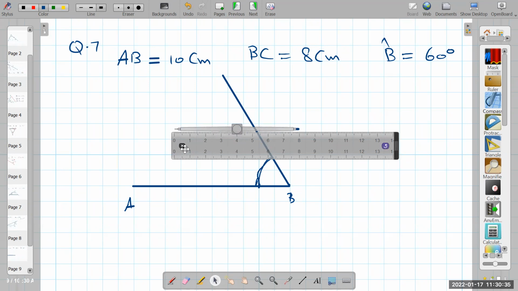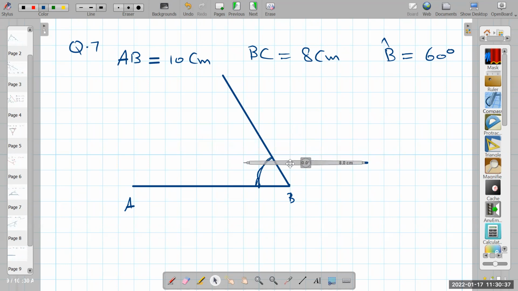Now we take this compass to B because the starting point is B, and we will draw a curve on this line, like this. This is 8 centimeter. How much we open the compass? 8 centimeter. And after that, we will join where the compass cut. We will join that point to A.